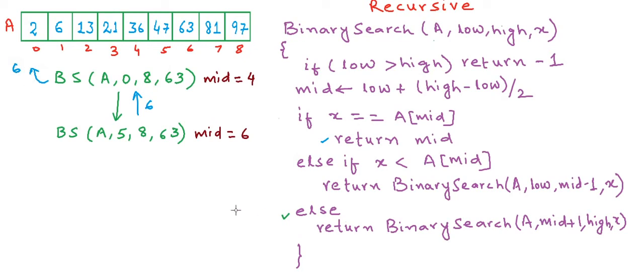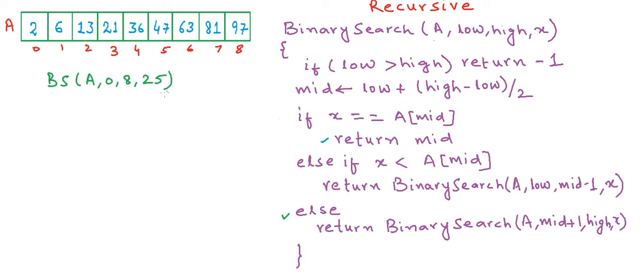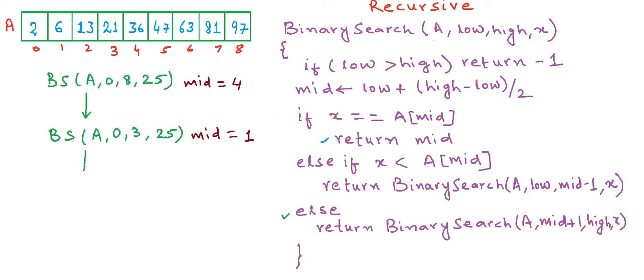Let us now say that we want to search for number 25. So we make this call to binary search from the main method. Now once again we calculate the mid. Now element at index 4, which is 36, is greater than 25. So we make a recursive call to search for 25 from index 0 to 3. Okay, now is low greater than high? Is 0 greater than 3? No. So we go ahead and calculate mid. Mid would be 1. Element at index 1 is 6. 25 is greater than 6. So we make a recursive call to search for 25 between indices 2 and 3.